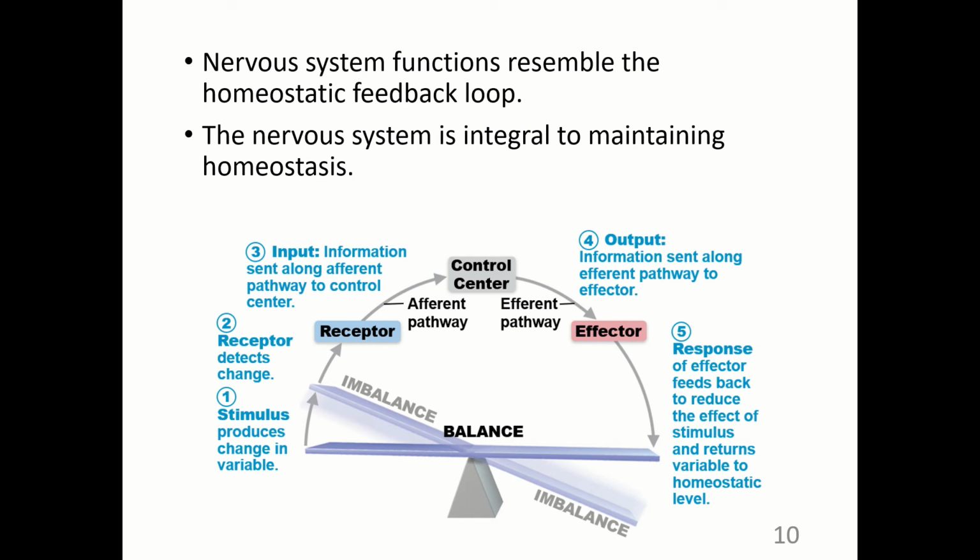Nervous system functions resemble the homeostatic feedback loop. The nervous system is integral to maintaining homeostasis. This illustration shows the homeostatic feedback loop we learned about back in Chapter 1.